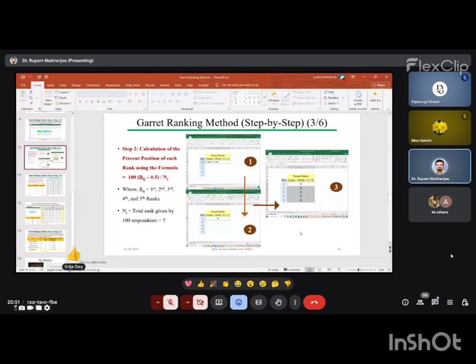Yes, sir. Is there any doubt? Is there any doubt for anyone? Sir, can you please repeat the second step again, the calculation? The calculation means from here to here, you are saying? You can see my cursor? Yes, sir. From 1 to 2, isn't it?